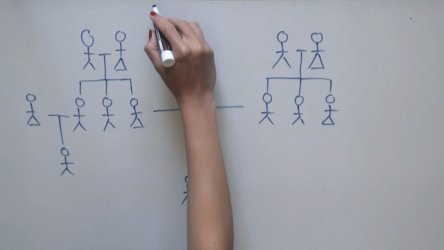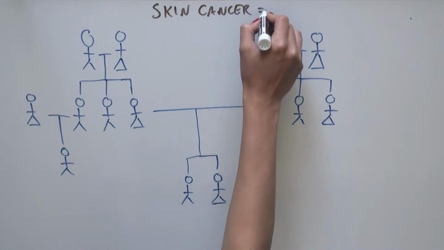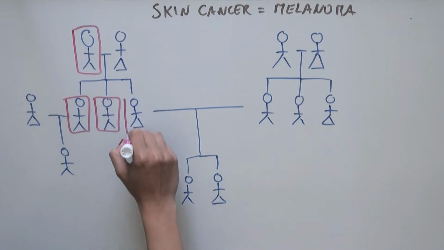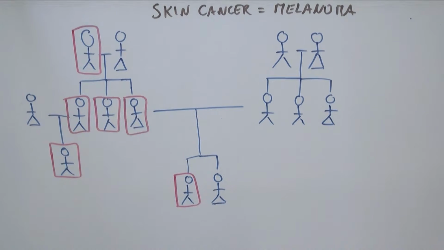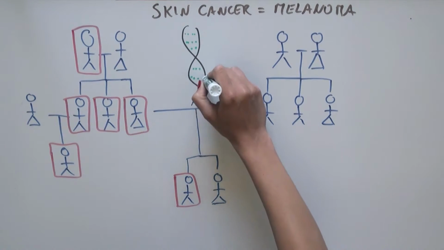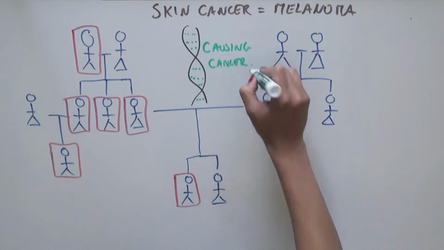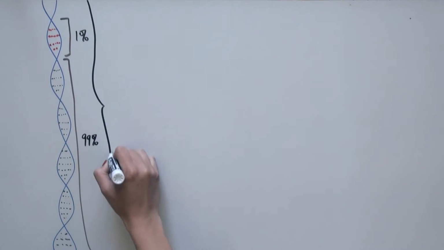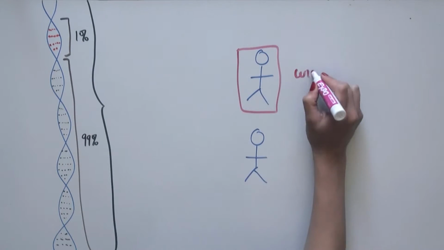These scientists studied a large multi-generational family that had a very high incidence of skin cancer or melanoma. Because cancer ran in the family, this suggested that something in the DNA sequence was causing these individuals to develop cancer. So the scientists looked at the entire DNA sequence of individuals in the family with and without cancer.